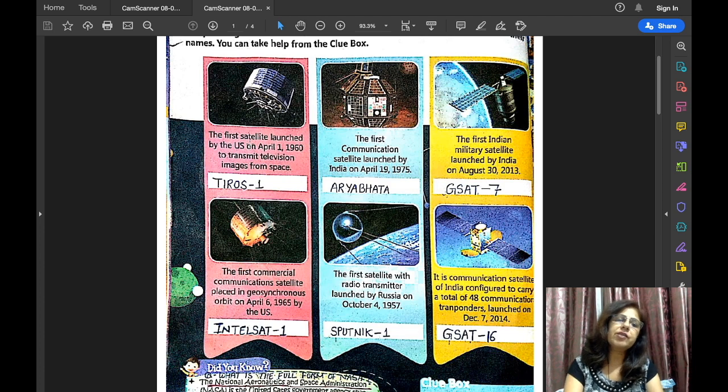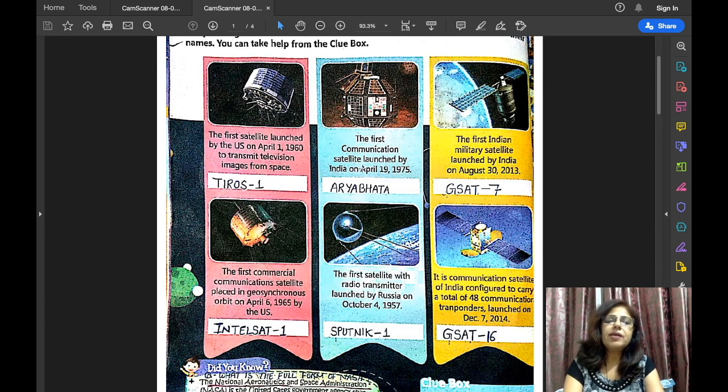The first picture is of Tyros 1, and the description of Tyros 1 is, it was the first satellite launched by the US on April 1, 1960 to transmit television images from space. So the first satellite was launched on April 1, 1960. It was launched by the US, to transmit television images from space. So the name of this satellite is Tyros 1.